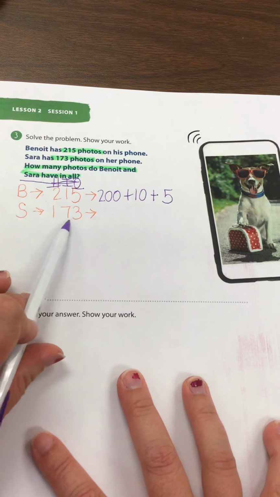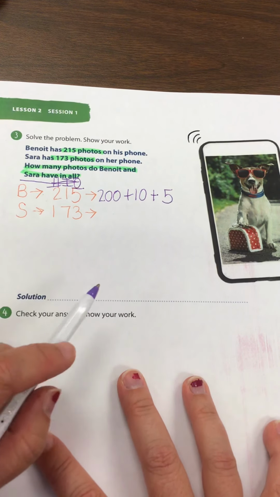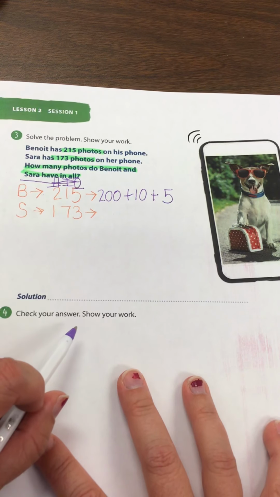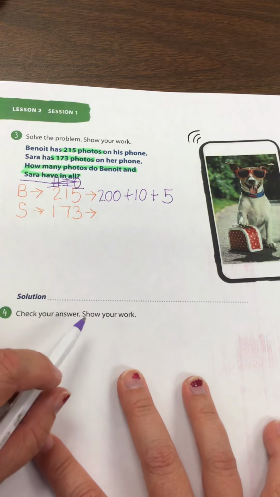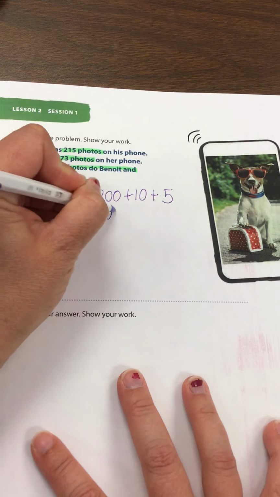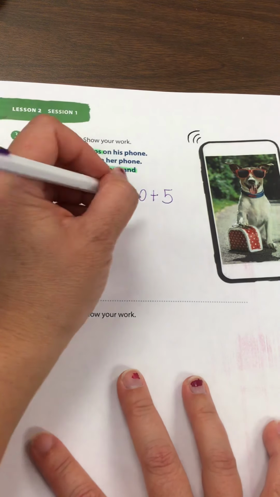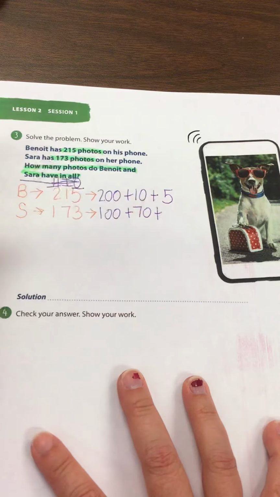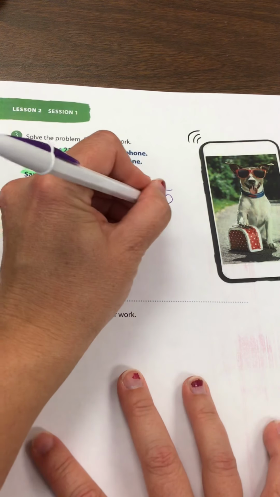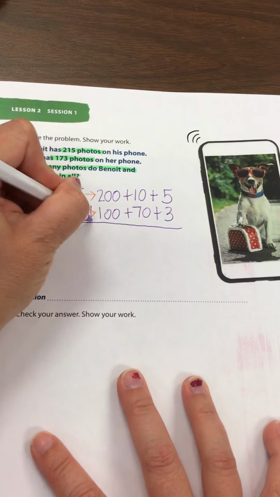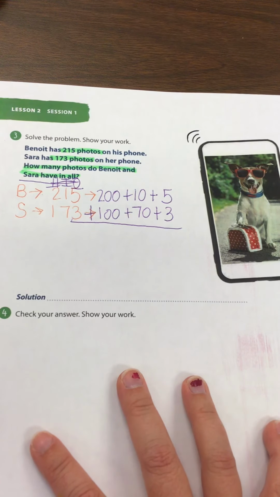Now let's break apart Sarah's photos. She has 173. How many hundreds are there in 173? I hope you're thinking 1, and 100 gives you 100. And then how many tens are there in 173? I hope you're thinking 7, and what does 7 tens give you? 10, 20, 30, 40, 50, 60, 70. And then how many ones? 3.